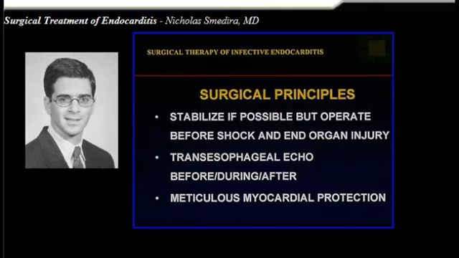What are the surgical principles? Well, you stabilize if possible, but operate before shock or end organ injury, as I mentioned. Acute wide open aortic insufficiency with a diastolic pressure of 30 or 40, that's equivalent to the left ventricular end diastolic pressure, is going to be poorly tolerated. So you need to consider intervening in these patients early.